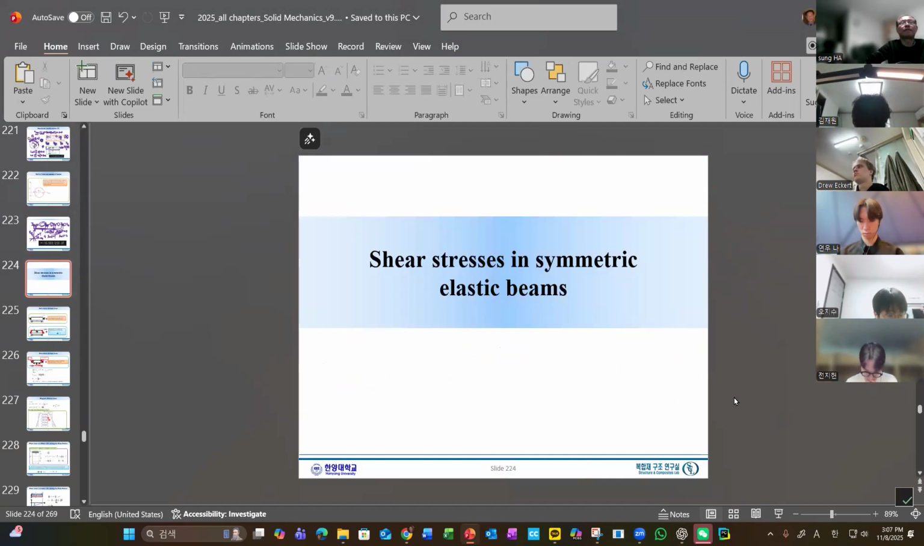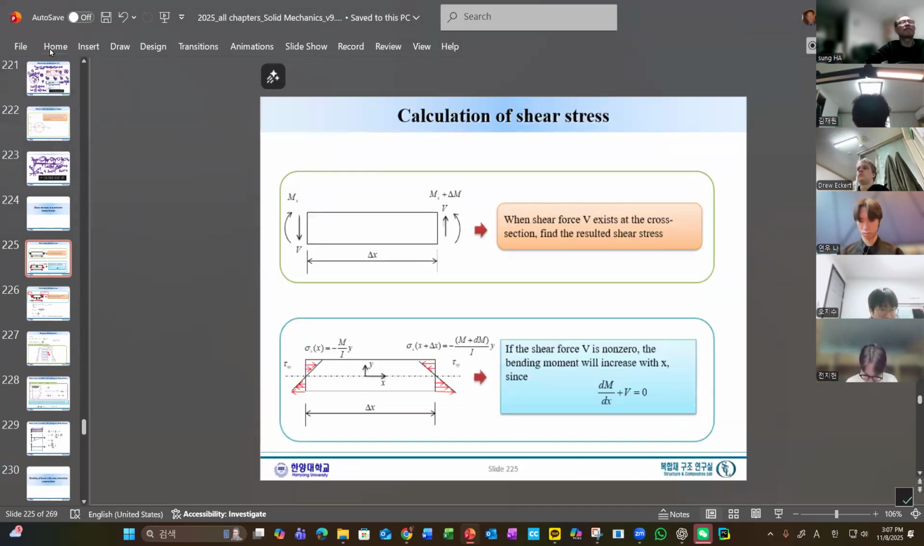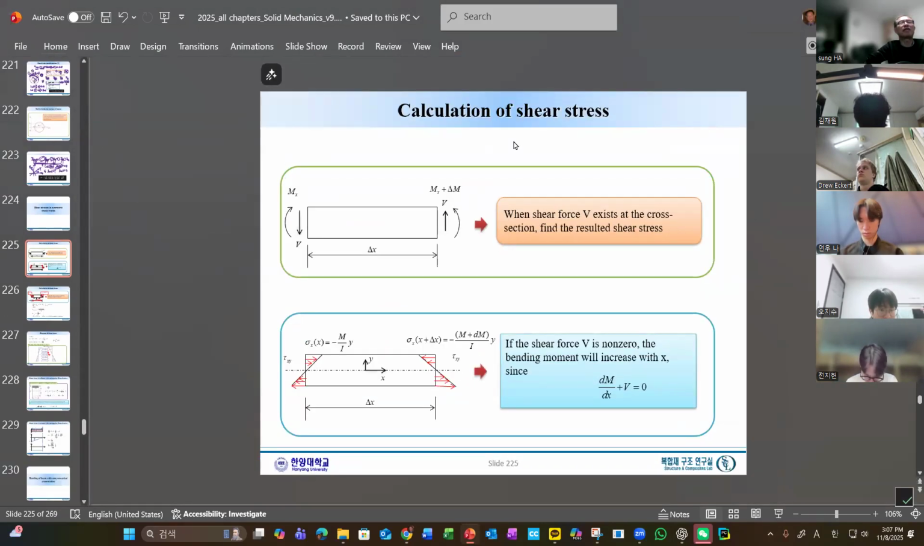Okay. Now, another very important issue is the shear stress in beam theory.